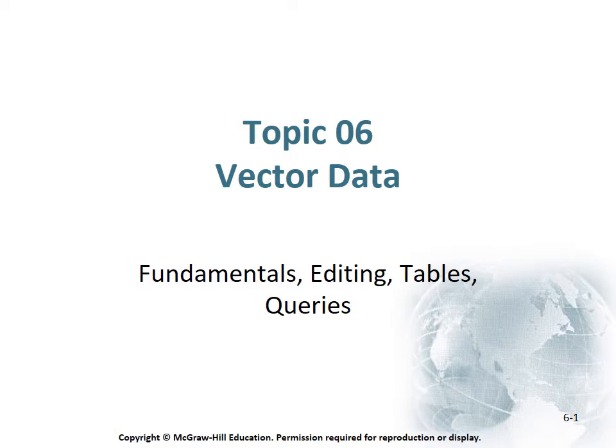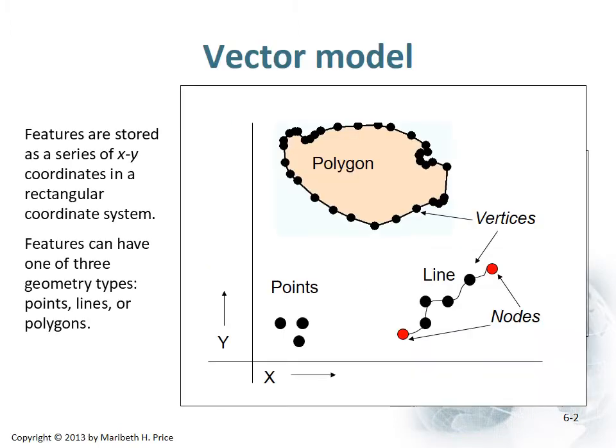So, here we've introduced vector data before, but we're going to get into a lot more details related to the management of this type of geospatial data. Recall that the vector data model is essentially an XY graph linked to latitude, longitude, or some other coordinate system describing locations on the Earth's surface.